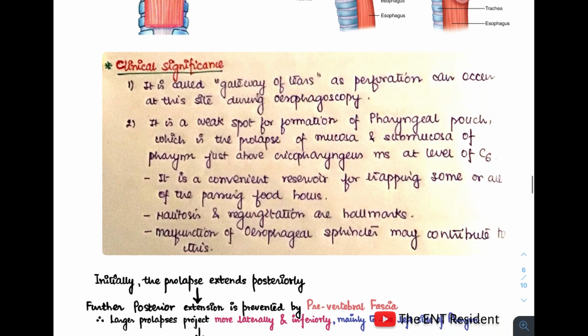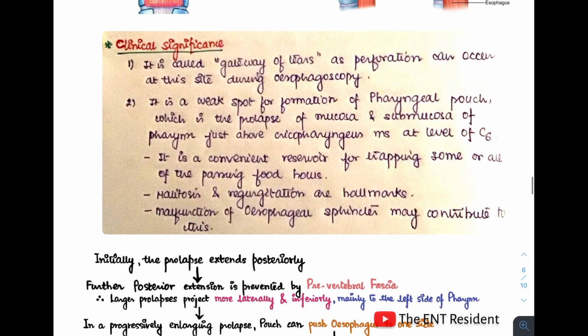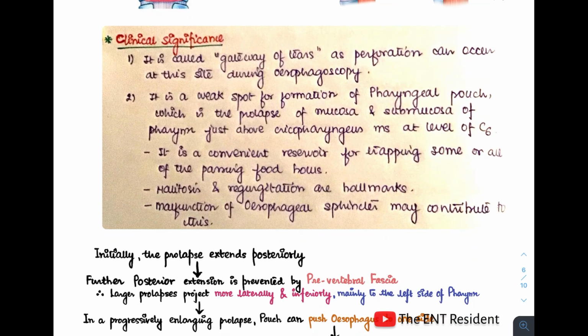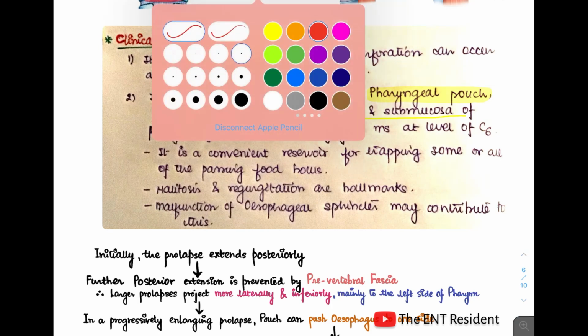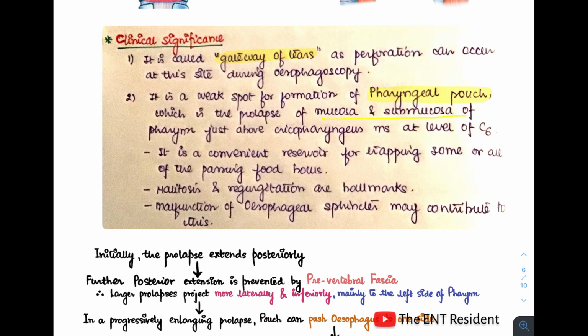Now, what is the clinical significance of this? This potentially weak area is also known as the gateway of tears because perforation can easily occur at this site during esophagoscopy. Secondly, it is a weak spot for the formation of something called a pharyngeal pouch. A pharyngeal pouch is basically the prolapse of mucosa and the submucosal layer of the pharynx just above the cricopharyngeus at the level of C6.